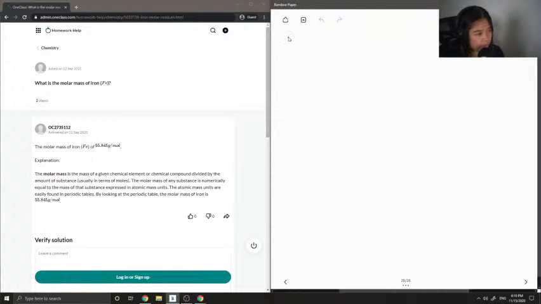Okay, so on to question number 13. It just simply asks, what is the molar mass of iron? You can just find this on your periodic table, and it is 55.845 grams per mole.